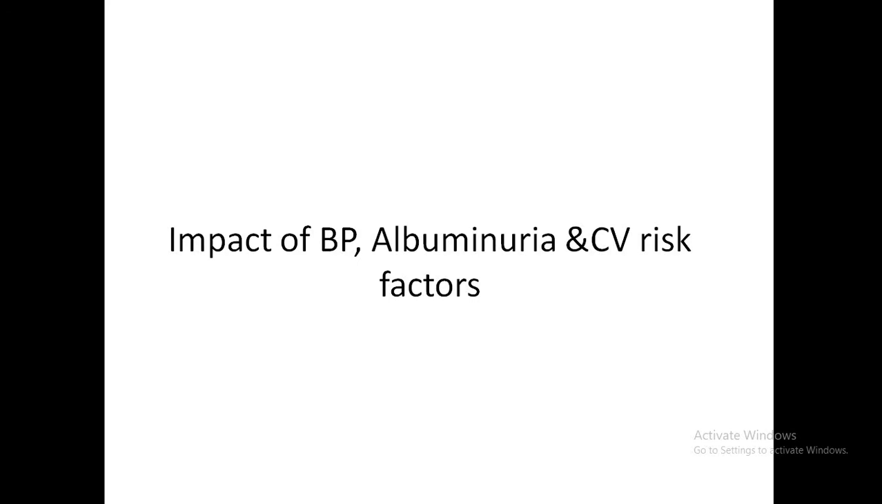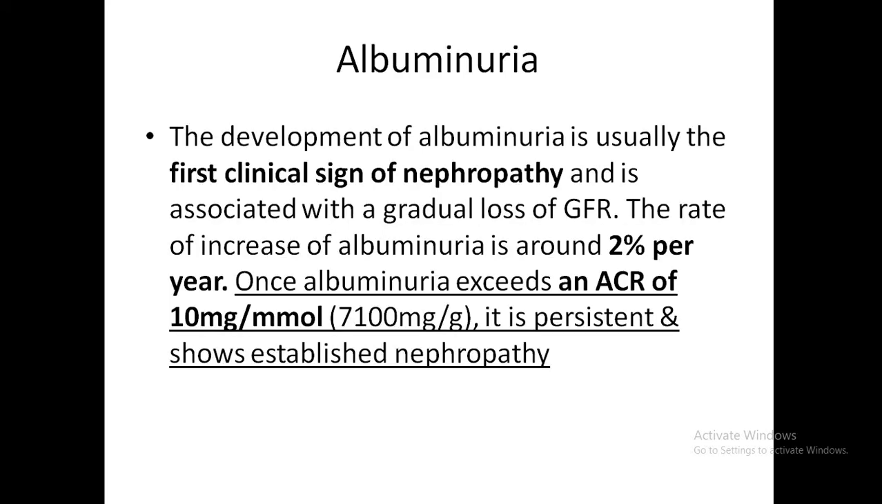So what is the impact of blood pressure, albuminuria, and the several risk factors on diabetic nephropathy? Albuminuria, its development usually is the first clinical sign of nephropathy and is associated with the gradual loss of GFR. The rate of increase of albuminuria is around 2%, that is very important, and once albuminuria exceeds an ACR of 10 mg per millimole, it is persistent, it will not reverse, and it shows established nephropathy. Thus the increase is around 2%, and when the ACR is more than 10 mg per millimole, it is persistent and established nephropathy.